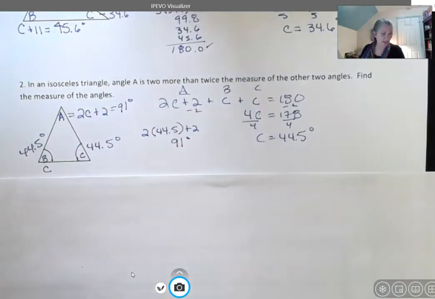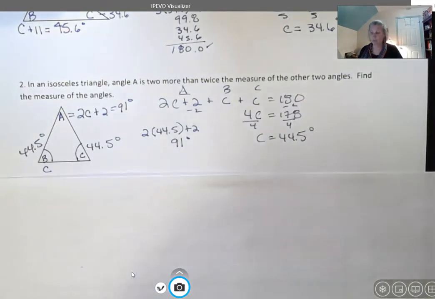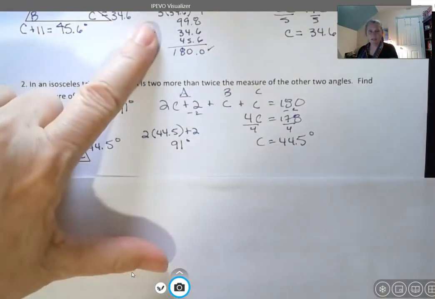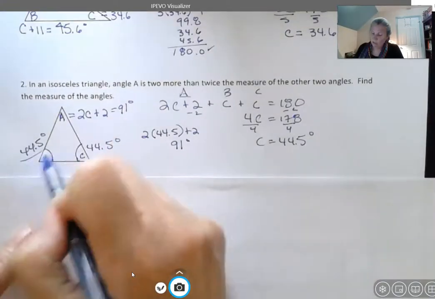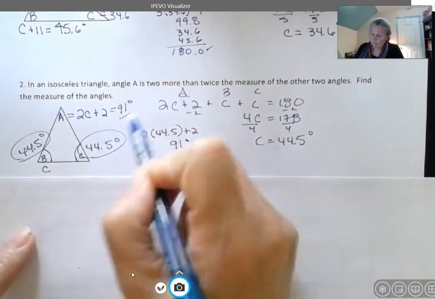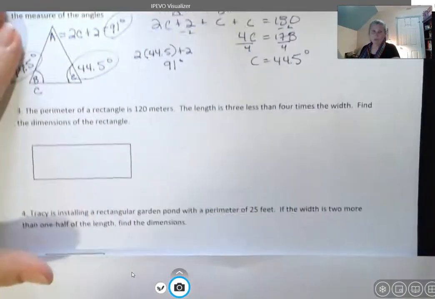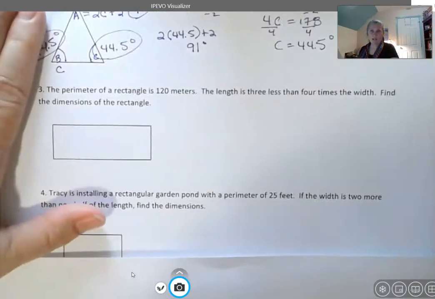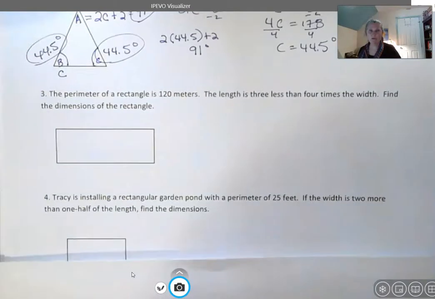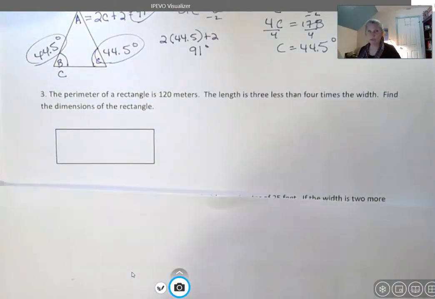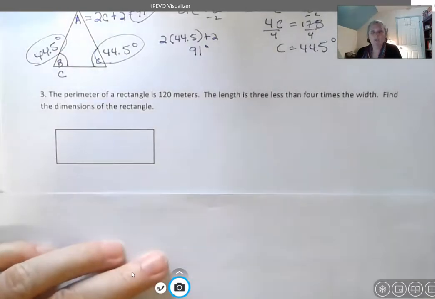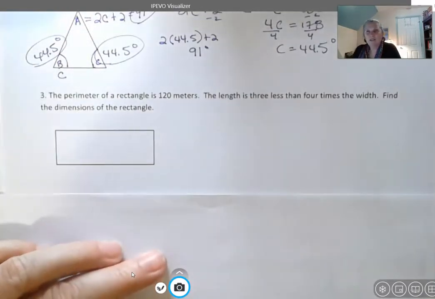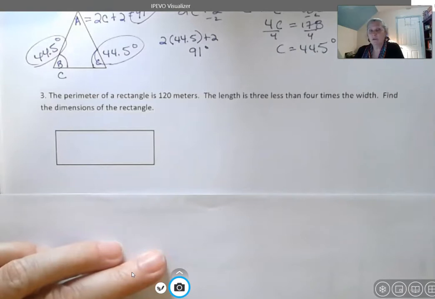And then I can always go back and check those by adding those three things up like I did in the last problem to make sure they actually add up to 180 degrees. All right, the next two are perimeter problems. We're talking about a rectangle here, and it says the perimeter of a rectangle is 120 meters. The length is 3 less than 4 times the width. Find the dimensions. This always seems harder to students than it really is.